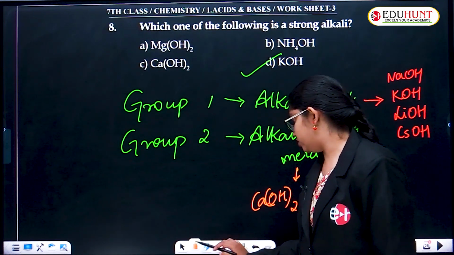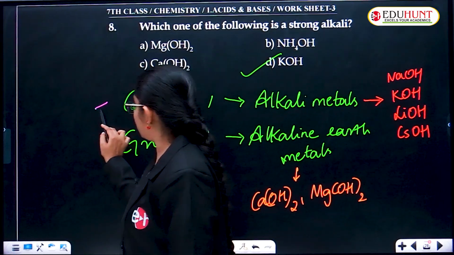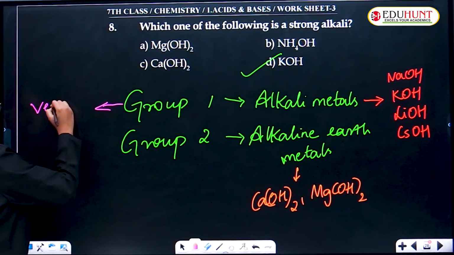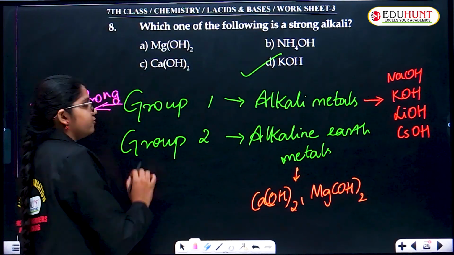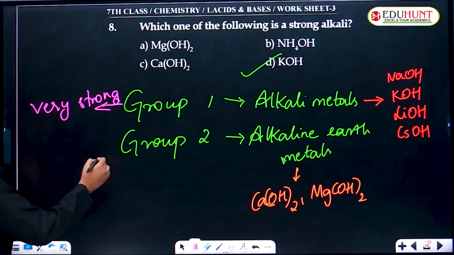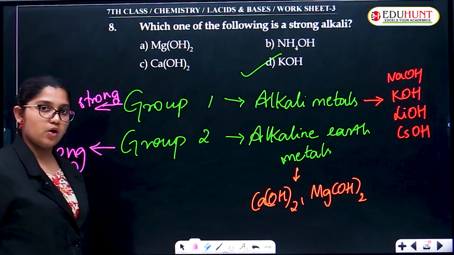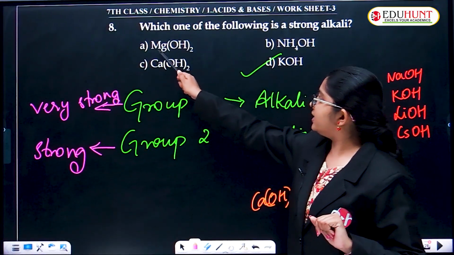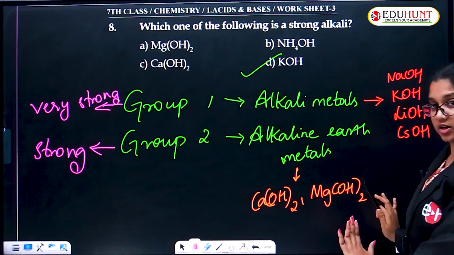So in that condition we will write an important point over here: group 1 hydroxides are very strong. They react with water and furnish OH minus ions directly. Okay, these are very strong, and compared with group 1, group 2 are just strong. So here we have the options A, B, C and D, right? Magnesium hydroxide comes under group 2. Okay, it's strong. Yes, it's strong.